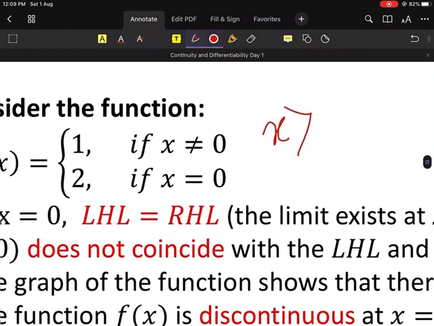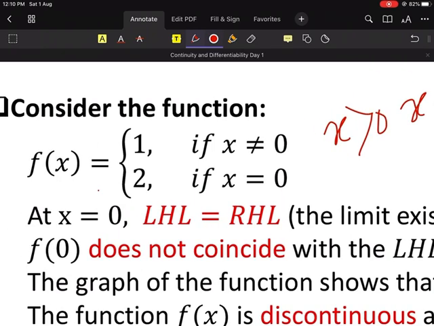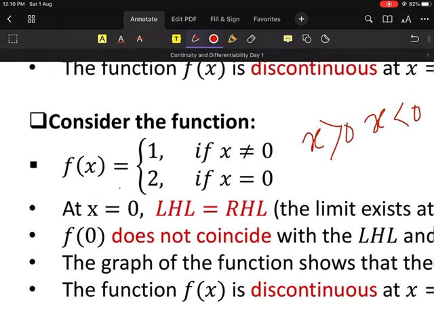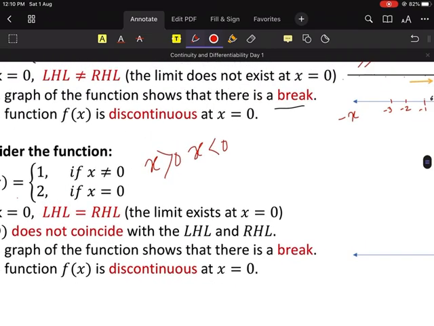I will tell you. x not equal to 0 basically means x greater than 0 and x less than 0. Yes or no? For both these conditions, for greater than 0 and for less than 0, f(x) is equal to 1. Everybody understood? Am I clear? And when x is equal to 0, the function is 2.